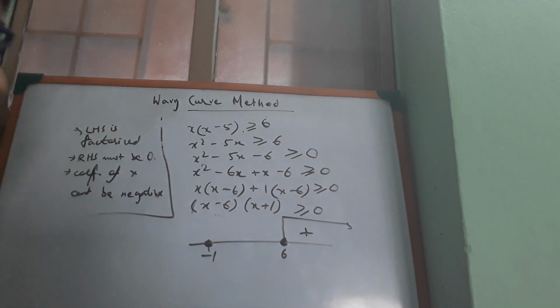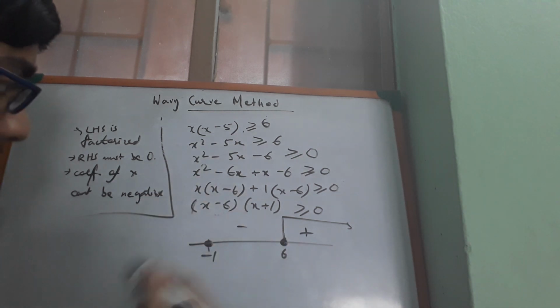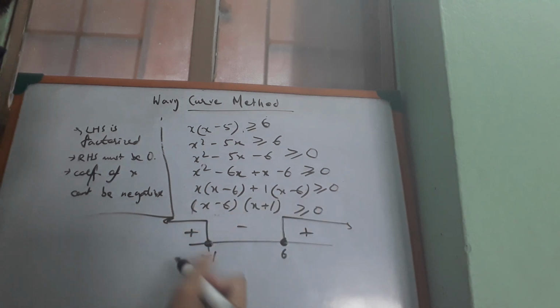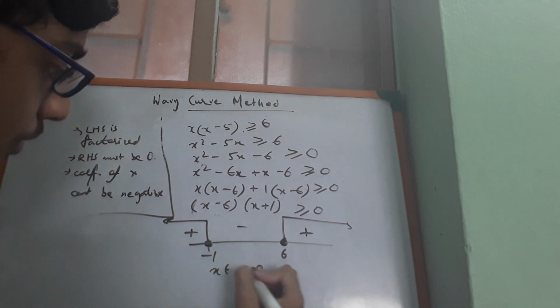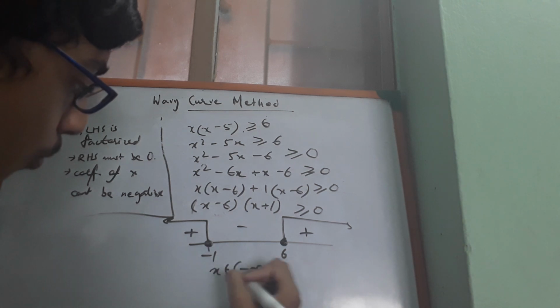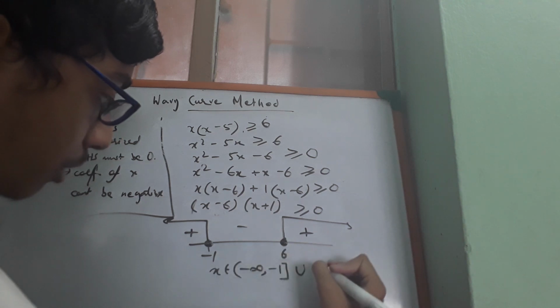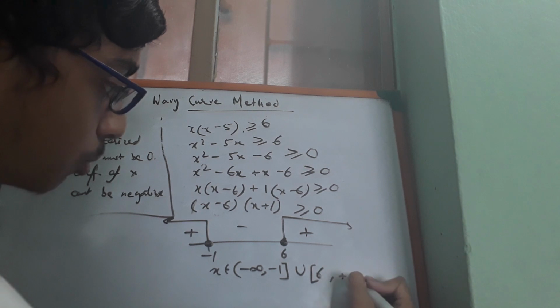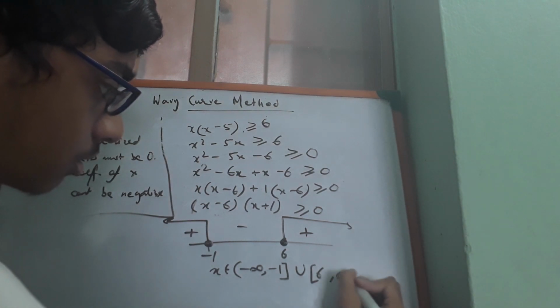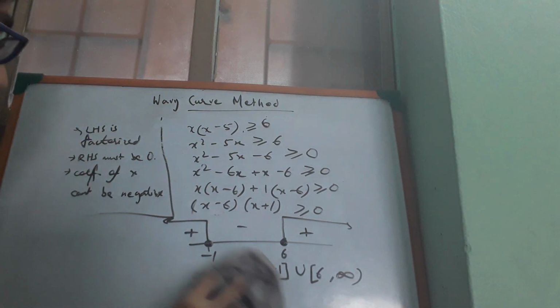Between minus 1 and 6, say 4. 4 minus 6 is negative, 4 plus 1 is positive. So negative times positive will give you a negative number. So we should not include this. Lesser than minus 1, say minus 2: minus 2 minus 6 is a negative number, minus 2 plus 1 is also negative. So negative times negative will give you positive. So we should include this as well. So what is our answer? x belongs to the open interval minus infinity to minus 1, square bracket, minus 1 should be included, union 6 should be included, to plus infinity. That's our answer in this case. Easy.